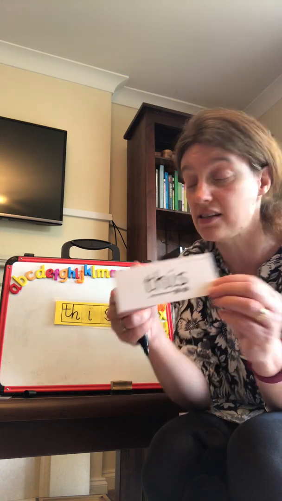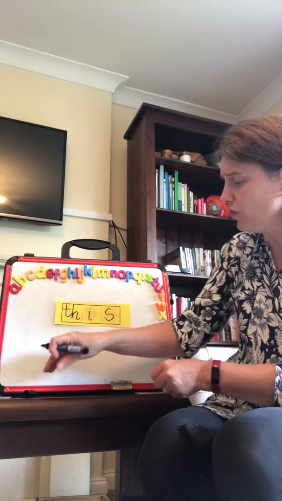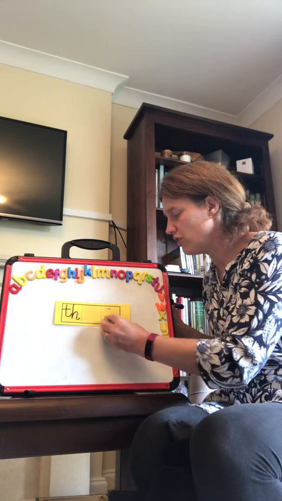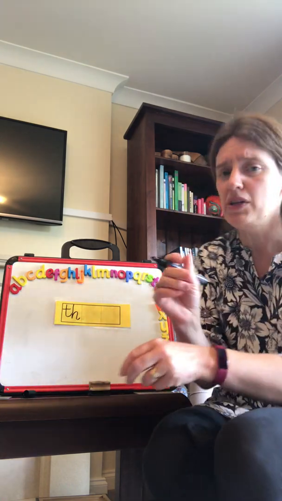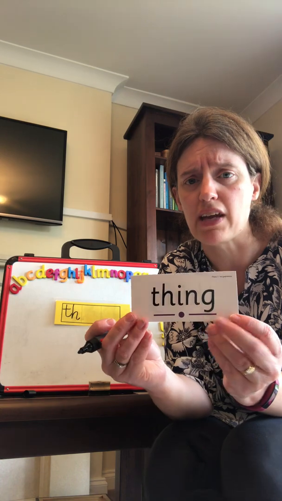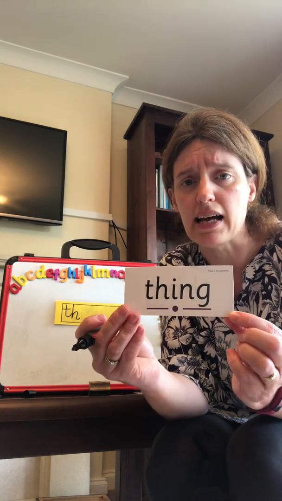Write the word, put your digraph in, th, i, s, and two sound buttons for the end sounds. Th-i-s, this. Now there was one word that I found that was a th word, but it also has a digraph in it that we've learnt last week.